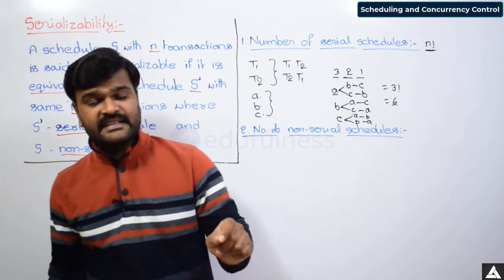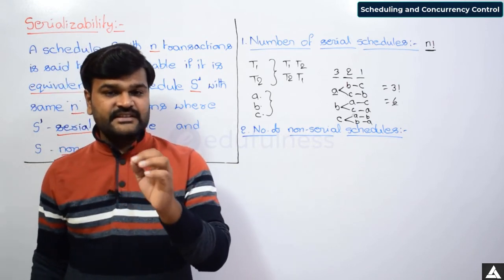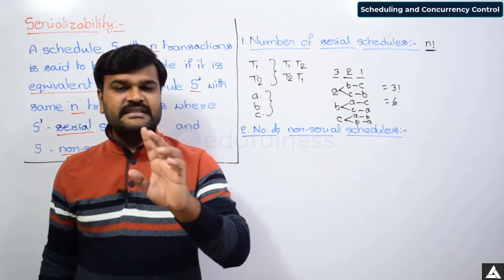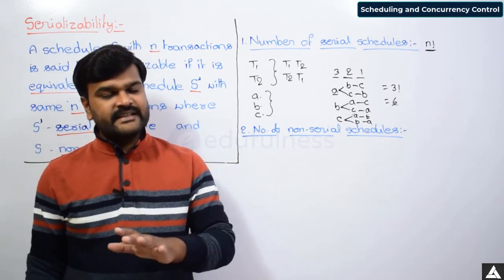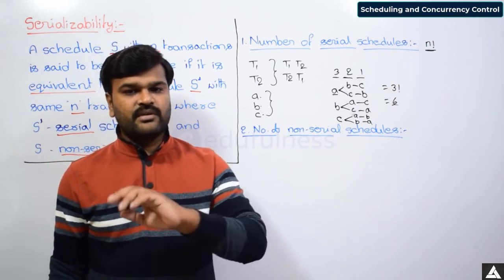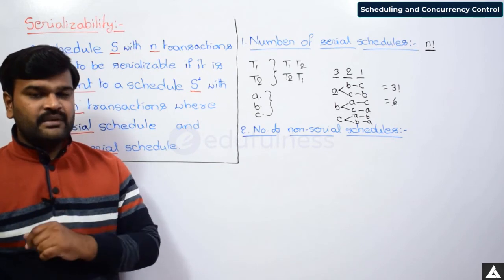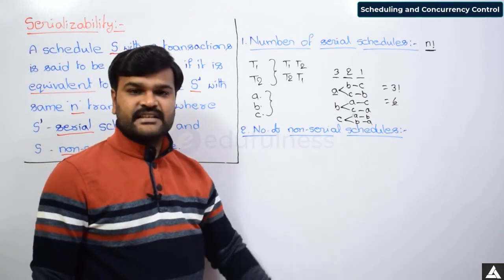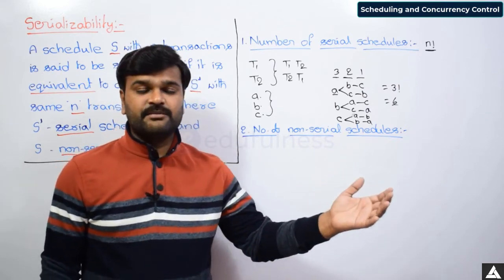And among the n factorial serial schedules, any serial schedule is consistent. So any serial schedule you can take, that is fine, not at all a problem. That is what we already concluded in the last lecture. Now, very importantly, come to the number of non-serial schedules. How many non-serial schedules are possible?